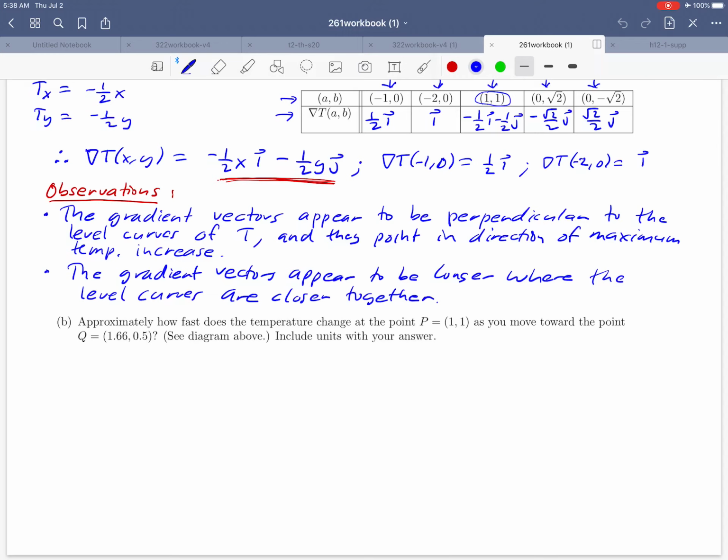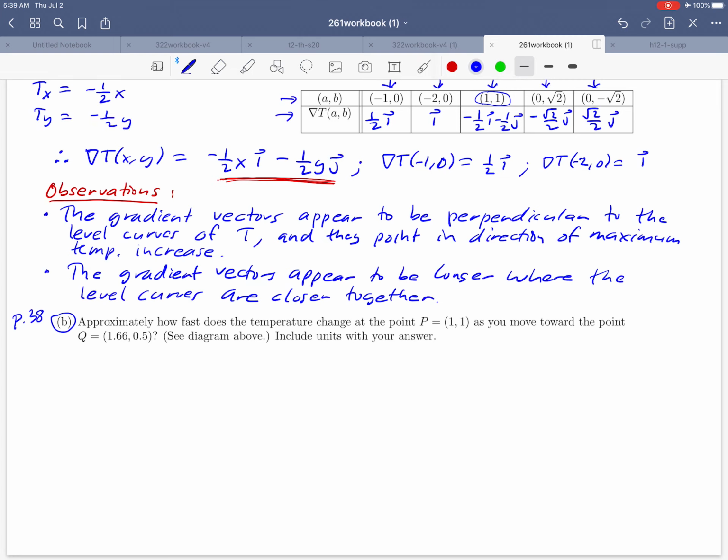Welcome back, everybody, to the continuation of the preliminary example. We're going to be looking at part B, and this is still page 38 of the workbook. Okay, let's read this problem together. So, approximately how fast does the temperature change at the point P equals (1, 1) as you move toward the point Q equals (1.66, 0.5)?